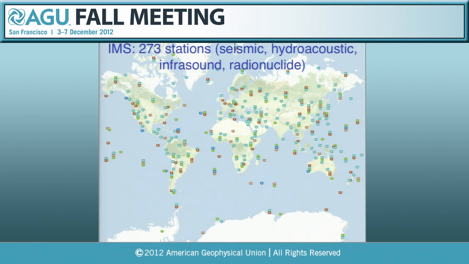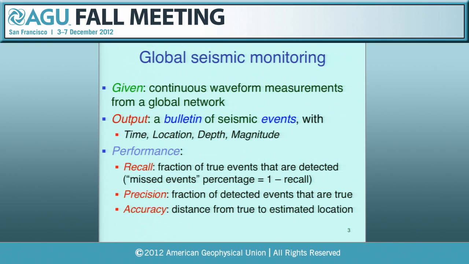We are all familiar, I think, with the International Monitoring System, which is up to 273 stations. We're focusing on the seismic ones, and our job is, given the measurements coming in from the network of stations, to produce a bulletin of events. Each event is characterized by its time, its location, depth, and magnitude, and the performance metric has these components. The recall is probably the one that matters most. That's the fraction of real events that you actually discover in the data.